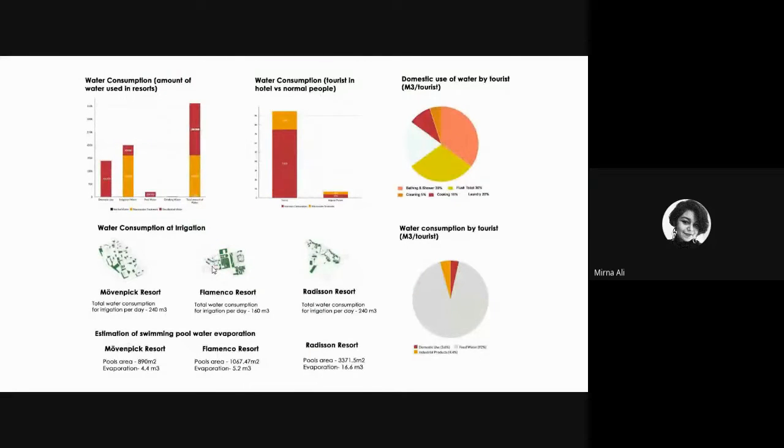And this shows the consumption for each resort in numbers, like the total water consumption for Movenpick is 250 cubic meters, Flamenco 160, and Red and Blue 240 cubic meters. And these graphs are for the domestic usage by the tourists. So next, please.